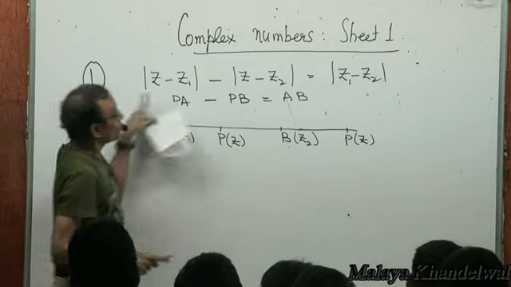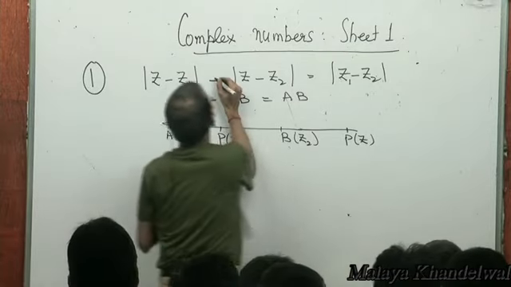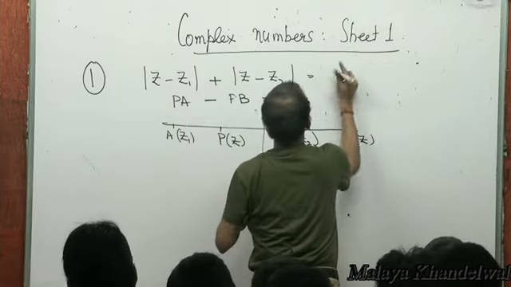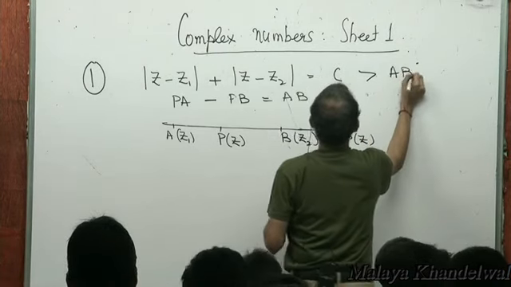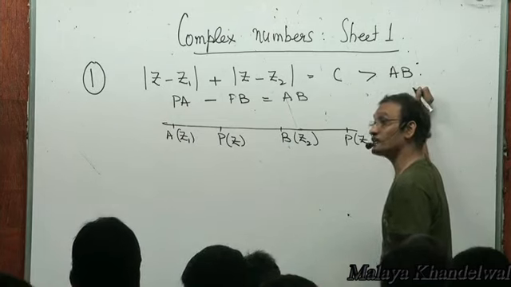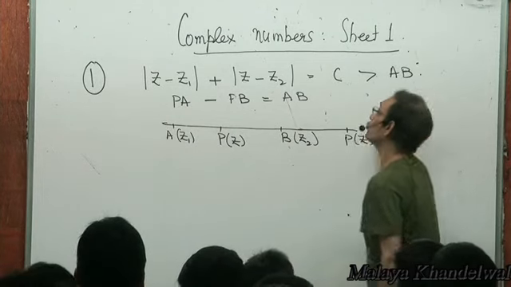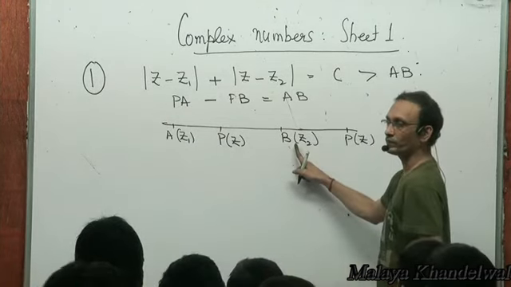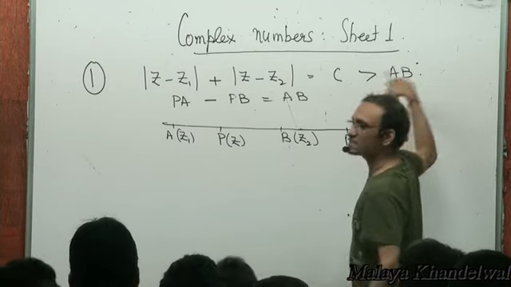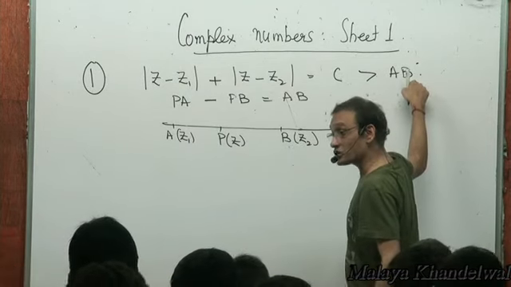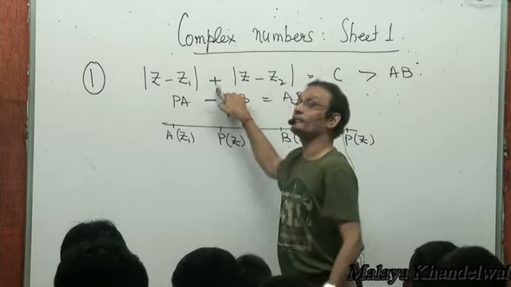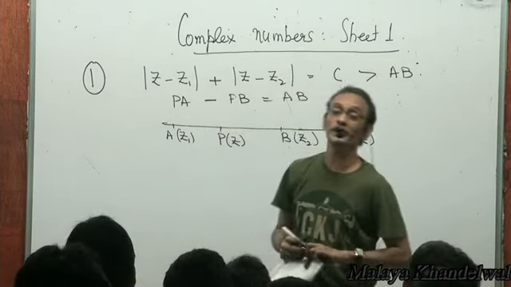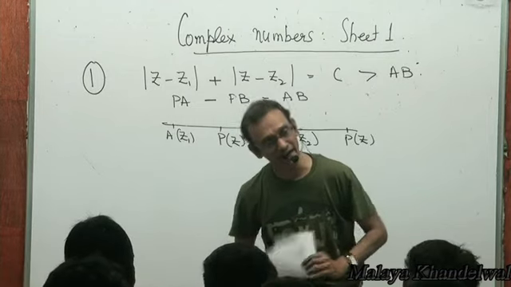Right? I've also told you that if this plus this is a constant C bigger than AB, then the locus of Z would be an ellipse whose foci are A and B. If this is a constant C less than AB, and this is a minus sign here, PA minus PB, then the locus of P is going to be a hyperbola with foci A and B, right?